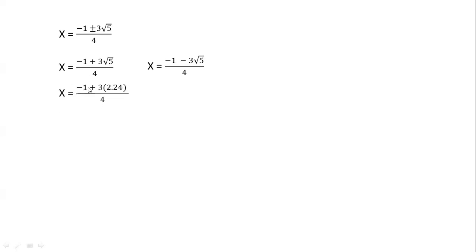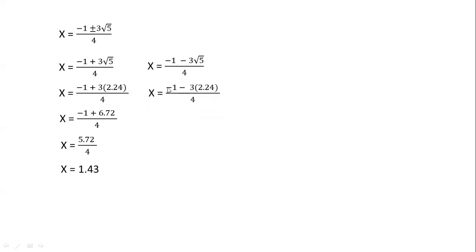First, let us simplify. Minus 1 plus 3 into root 5 value is 2.24. Multiply these two. Minus 1 plus, if you multiply, you get 6.72 divided by 4. 6 minus 1 is 5. So it becomes 5.72 divided by 4. And when you do this division, you will get 1.43. This is the value of x, in case when the value of x is positive. Now let us see if it is negative.